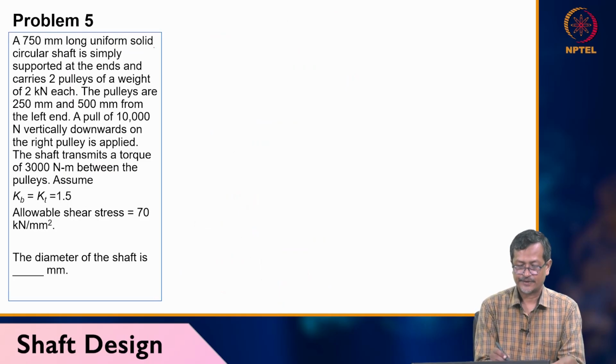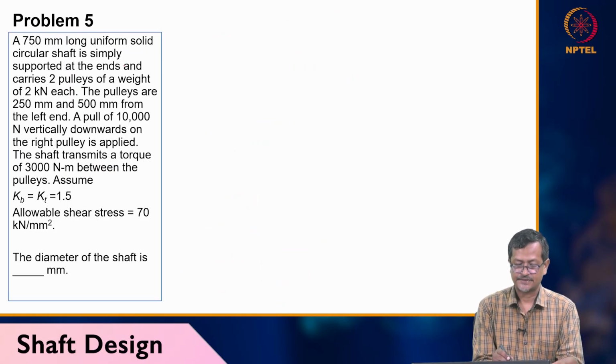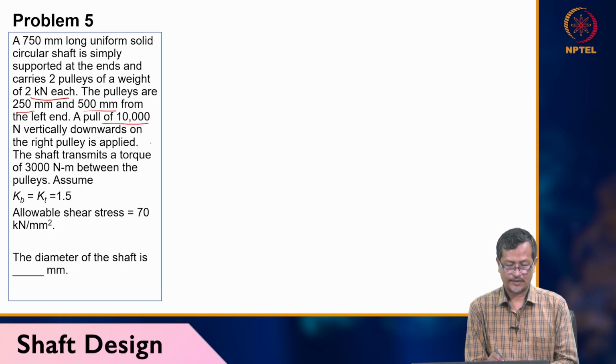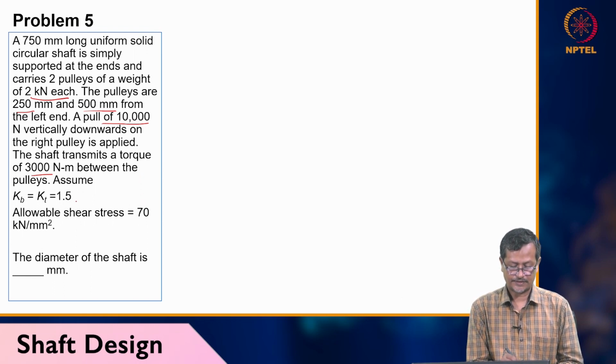A 750 mm long uniform solid circular shaft is simply supported at the ends and carries two pulleys of weight 2 kN. The pulleys are 250 mm and 500 mm from the left end. A pull of 10,000 Newton vertically downward on the right pulley is applied. The shaft transmits a torque 3000 Newton meter between the pulleys. Assume KB, KT constant 1.5, allowable shear stress 70. So how to solve this one?